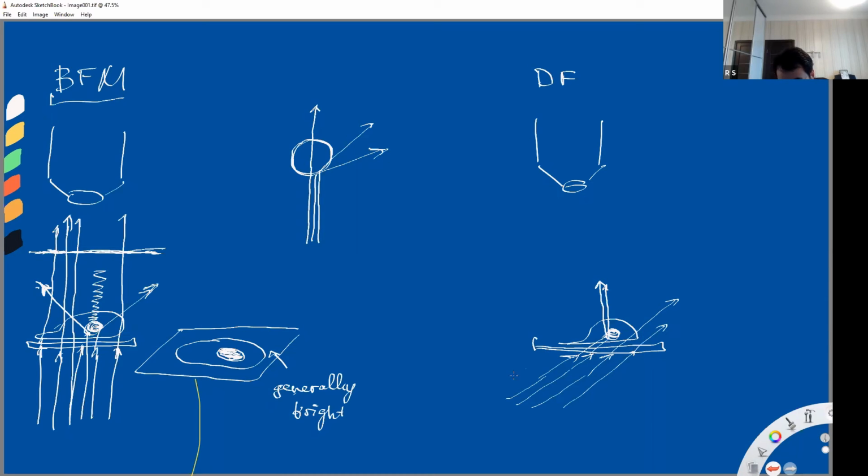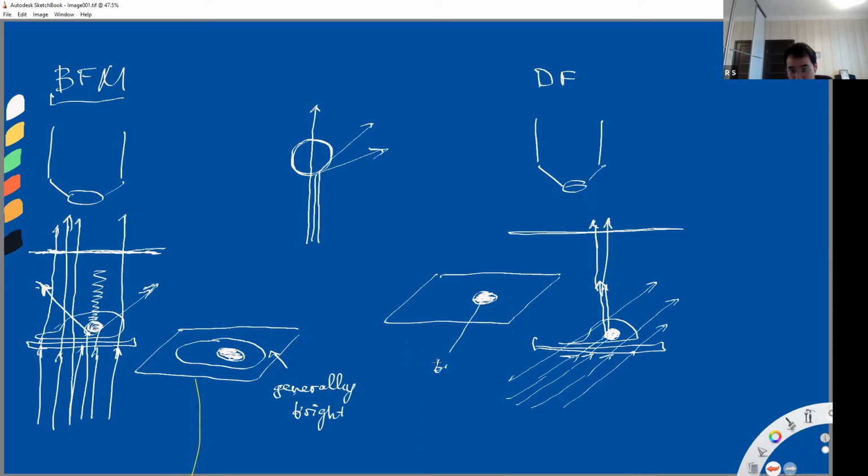And others just pass through. And whenever we get the image, again, you have this plane. If you look at it, you will only see the light that is coming from something it was scattered from. So you will see this very bright, and everything else will be dark.